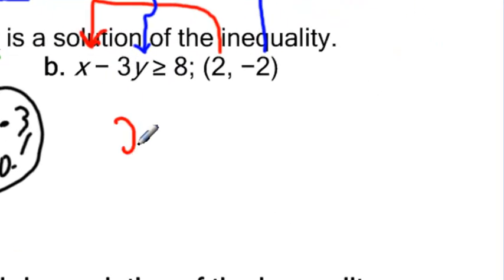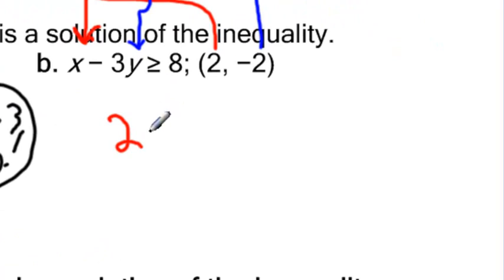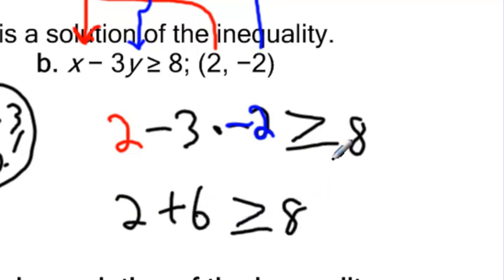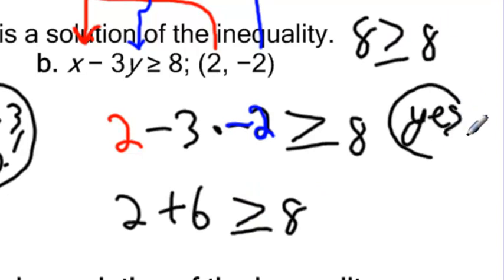So X is 2, so 2 minus 3 times Y, which was negative 2. And that should be greater than or equal to 8. That's supposed to come out blue. Well, it didn't come out blue, but probably I just didn't choose blue, right? Okay, so let's do it out. We got 2 plus 6 is greater than or equal to 8. 8 is greater than or equal to 8, and I would say yes, that is true. So that's pretty much it.